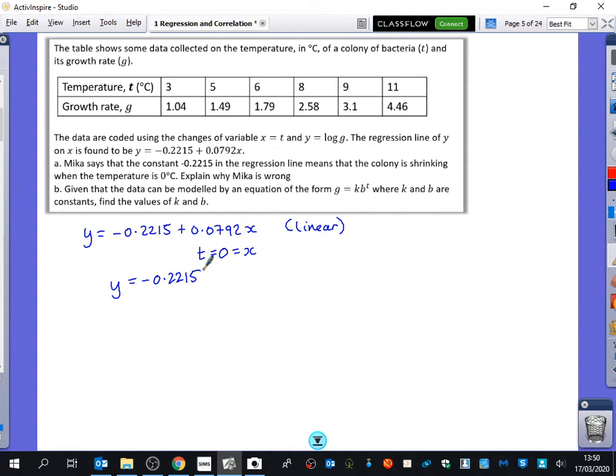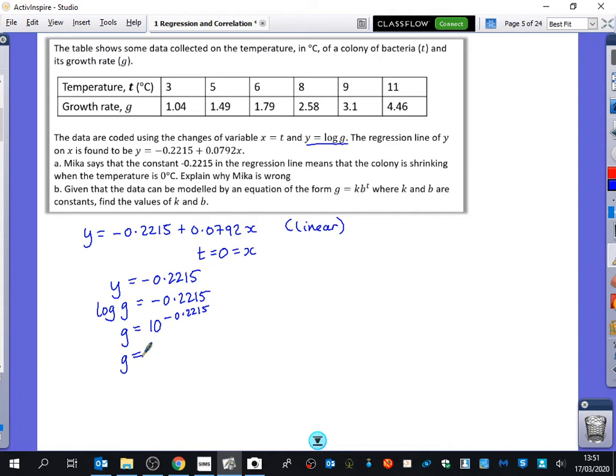What is y referring to? Log g. Y is referring to log g. So we have log g is equal to minus 0.2215. So how do I find out what g is? Not e, it's going to be g is equal to 10 to the power of minus 0.2215.